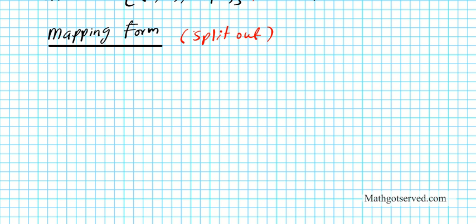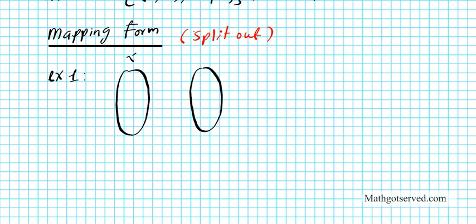Example 1. What does split out look like? Consider this relation. We have a set here of the x's and a set here of the y's. You have 2, 3, and then 4, 5, 6. Now, let's say the mapping went like this: this to that, and then this to that, and then this to that. So this is in and this is going out. If you notice right here, there's a split going out.